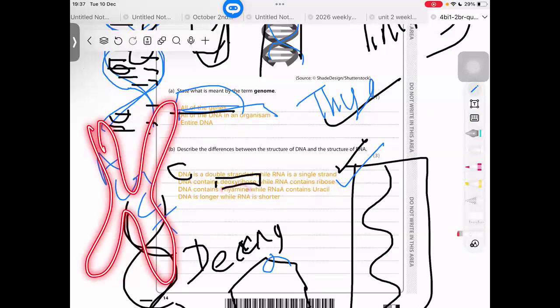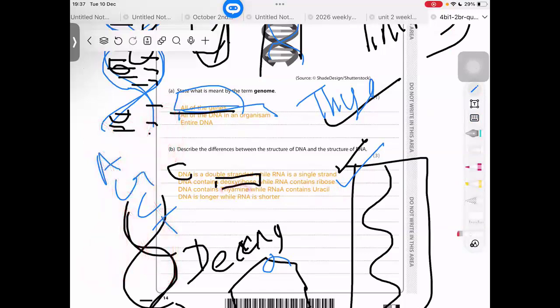It's packed into the chromosomes like this. But if you take the RNA, it's quite short. That's why if you take the mRNA molecule or the tRNA molecule, they're short molecules. They're not long molecules. So DNA is longer while RNA is shorter. If you have written any of the 3 points that I have given over here, you can get the 3 marks.